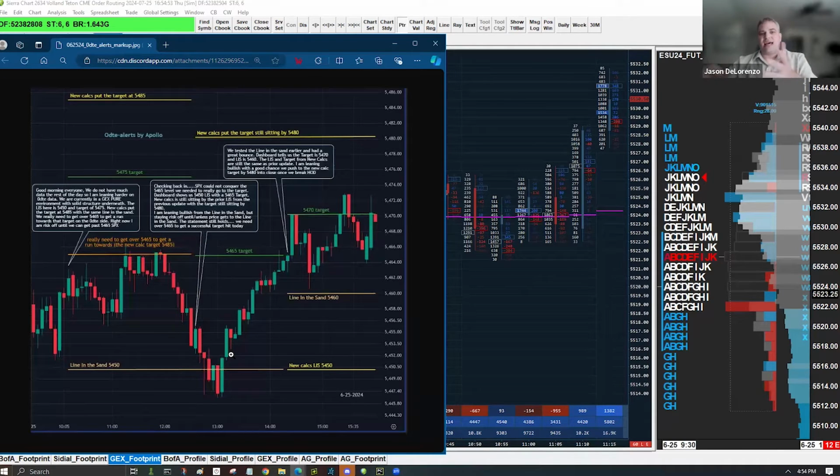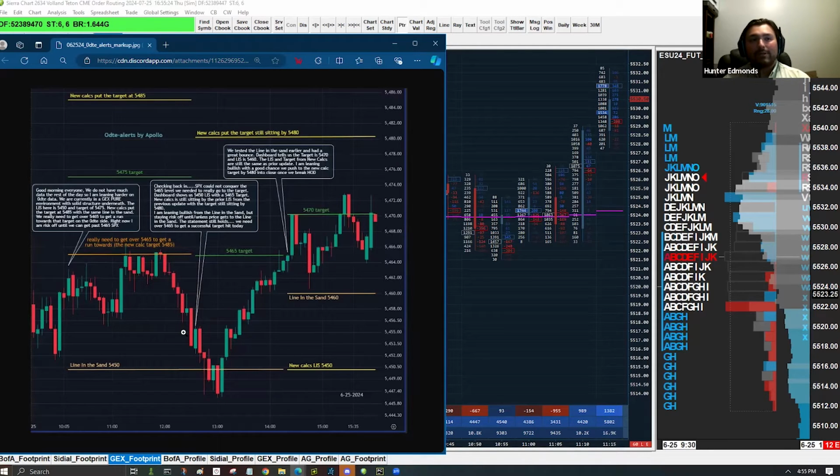So how do you see that in footprint? Right here we have the example. This is from June 25th, 2024. Right here, we sort of have the line in the sand down here at 54.50. We also have a 54.65 target and a 54.70 target, and even the new calculation at the time, going all the way up to 54.80.